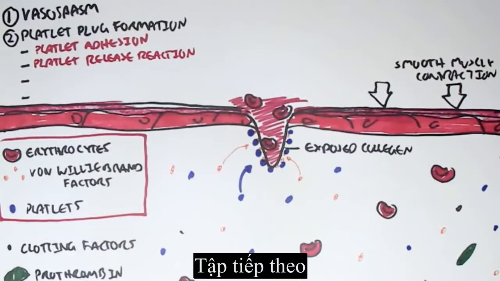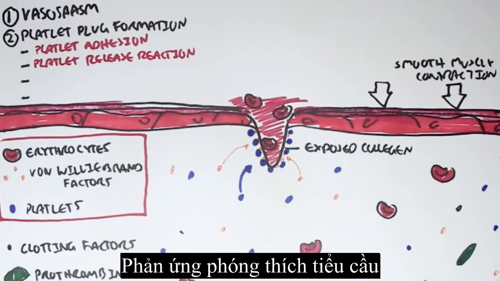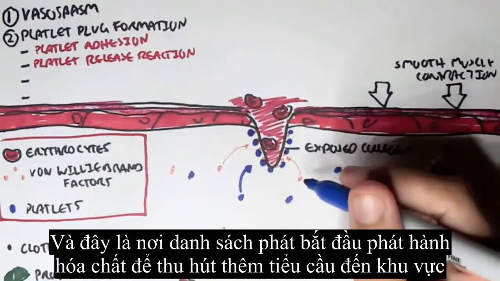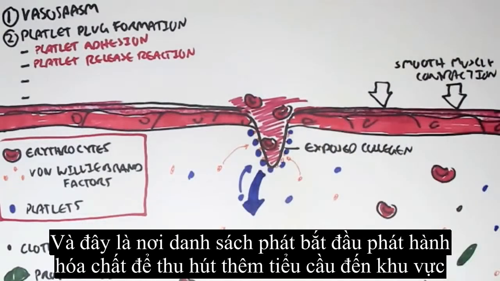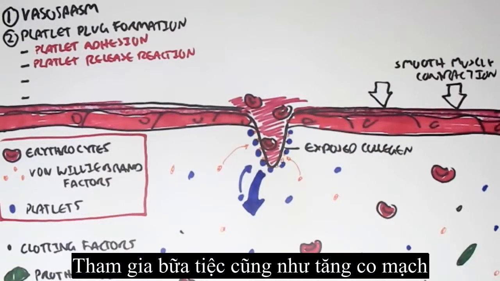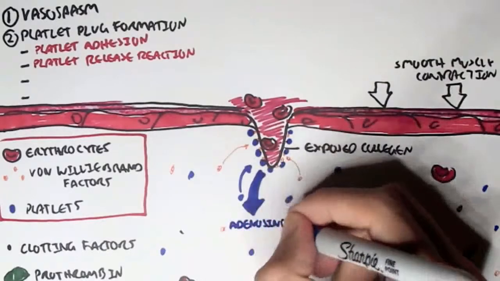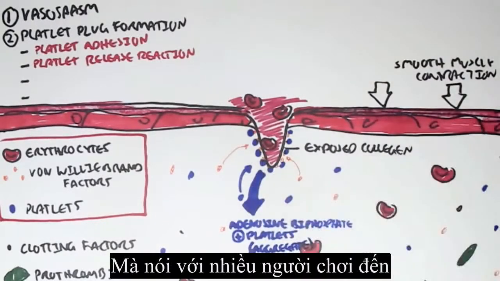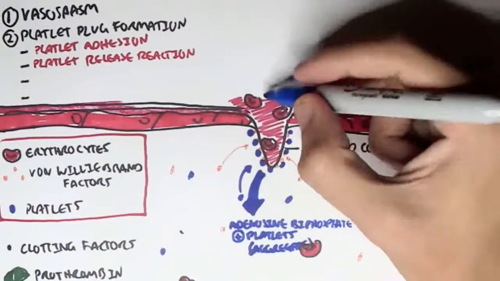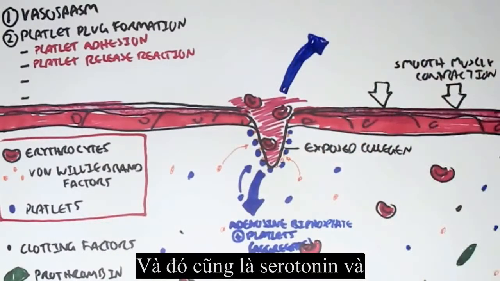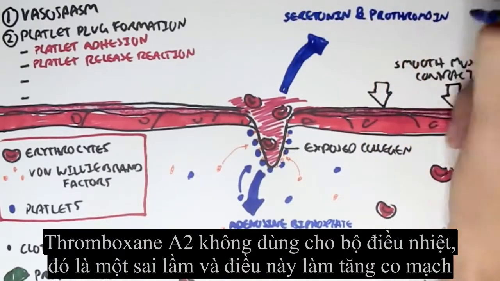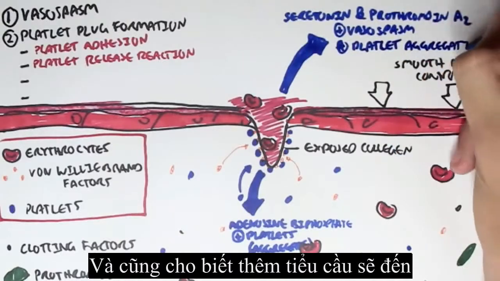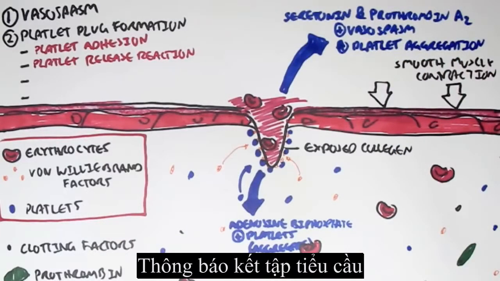The next step of platelet plug formation is platelet release reaction. And this is where the platelets begin releasing chemicals to attract more platelets to the area to join the party, as well as increasing vasoconstriction. The chemicals released by the platelets are adenosine diphosphate, which tells more platelets to come, and also serotonin and thromboxane A2, not prothrombin A2, that's a mistake. And this increases vasospasm and also tells more platelets to come, known as platelet aggregation.